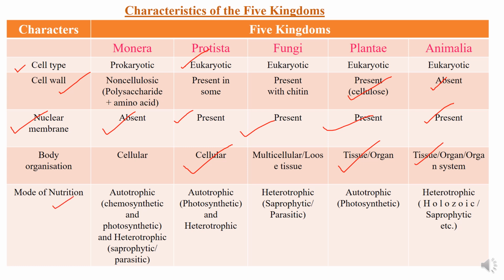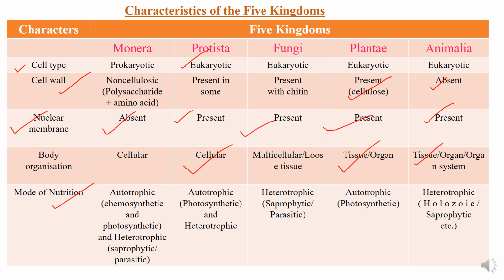And mode of nutrition: in case of bacteria, it is autotrophic, that is they can synthesize their own food material either through photosynthetic activity or chemosynthetic activity, and heterotrophic also, that is they depend on others for their nutritive material, which we call saprophytes or parasites. Saprophytes live on dead organic matter, obtaining their nutrients by decomposing it. Parasites depend on other living organisms for their nutritive material.